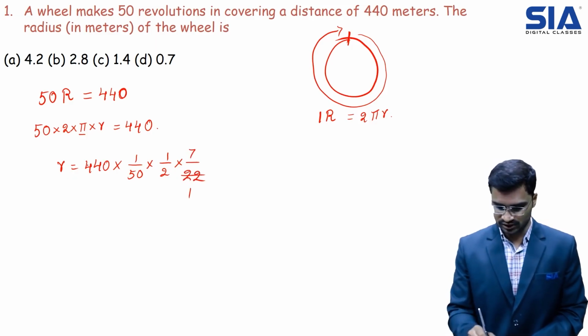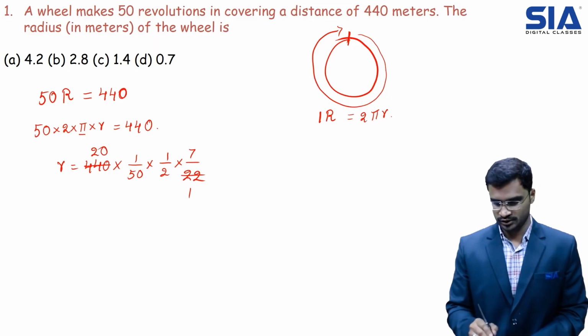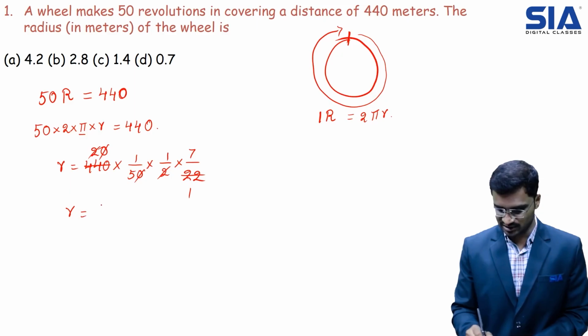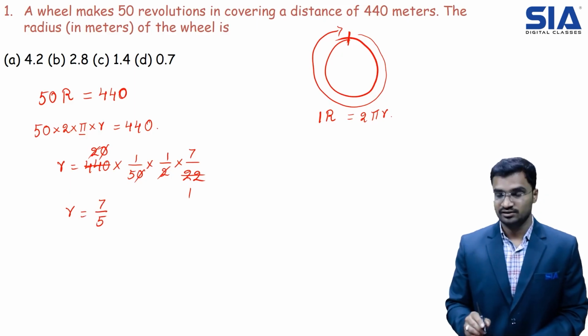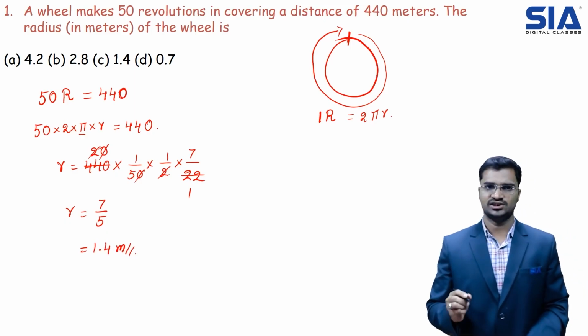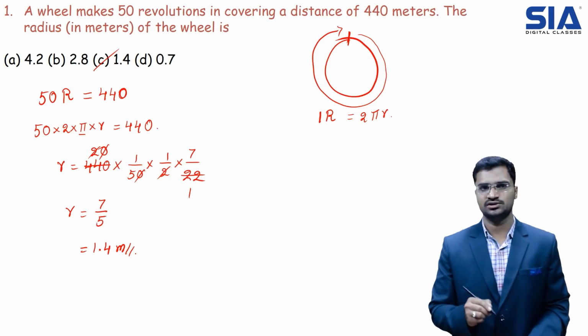So 22 ones, 22 twos. Then 0 and 0 get cancelled. 2 and 2 get cancelled. Then the radius is equal to 7 upon 5. The radius of the circle is 7 upon 5, which is 1.4 meters. So the radius of this circle is 1.4 meters, which is option C.